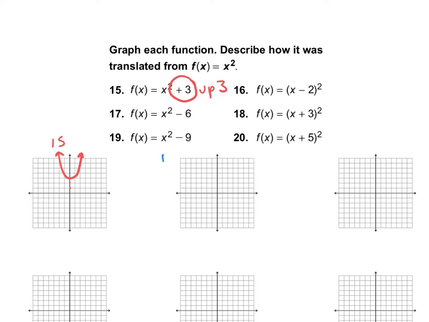Let's look at 16. What does this minus 2 on the inside do? Right 2. So instead of starting at 0, we're just going to move it to the right 2, and that would be our vertex, and we draw the U there.